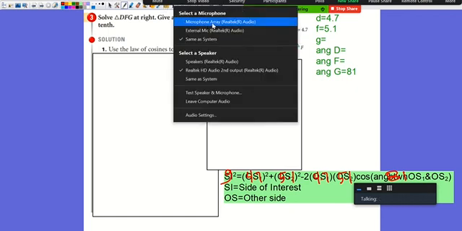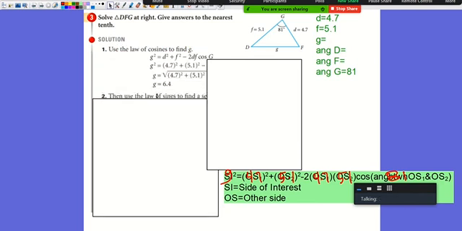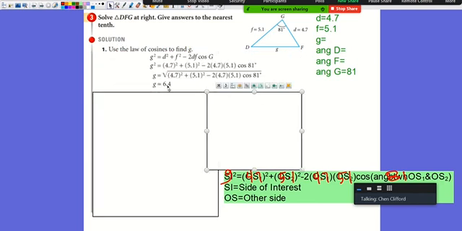Now that's exactly what they did here. And don't forget the square root, and they got 6.4 for G. I'll do it in red, 6.4. Believe it or not, that's the hardest part.